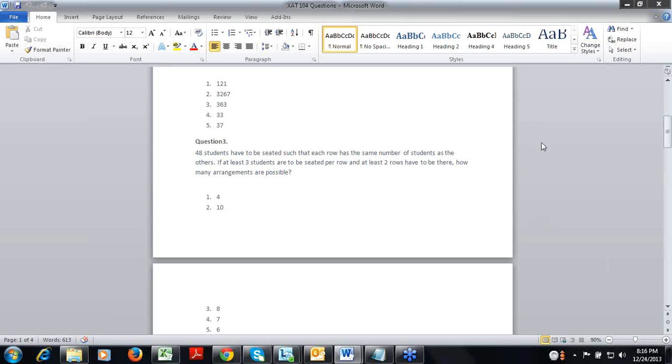So let's see how many arrangements can be possible. 48. At least 3 students to be seated per row. So 3 students into 16 rows. Similarly, we have 4 students into 12 rows. Now each should be equal to 48.